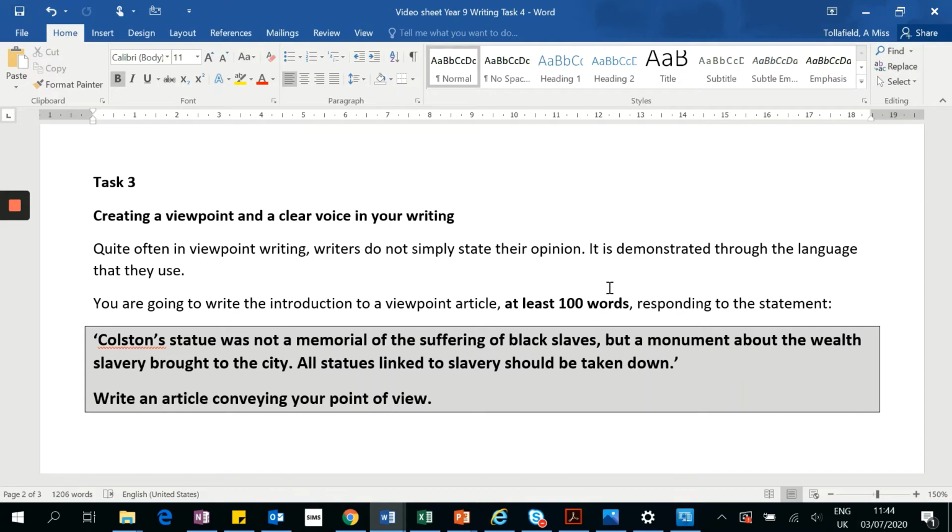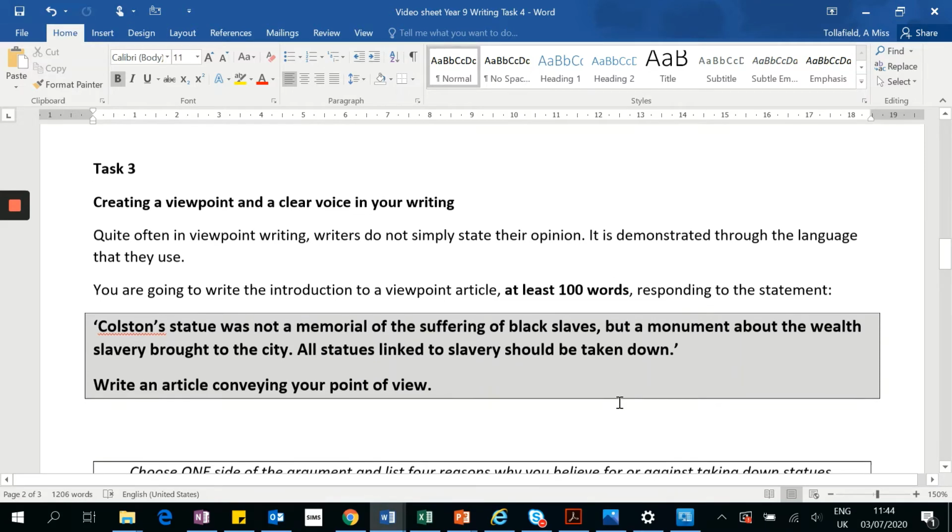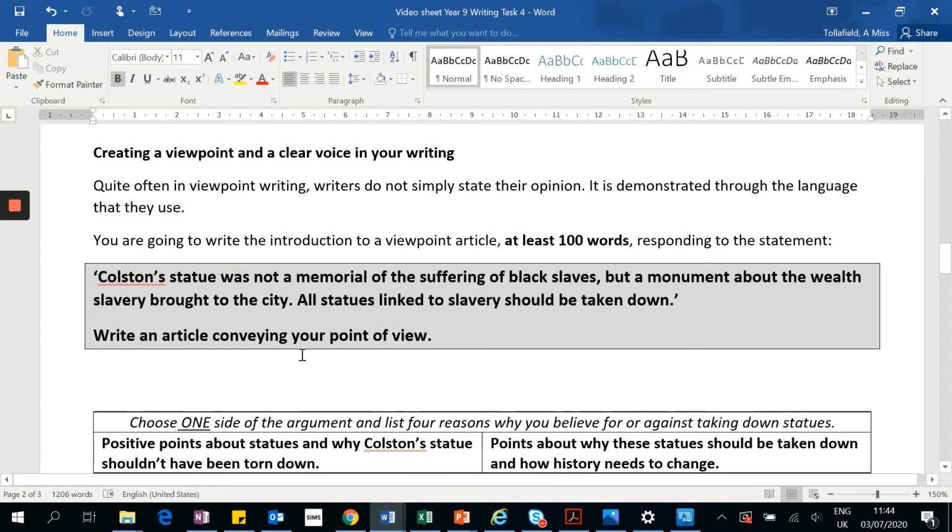So we've got a sense of the style of writing that we need to match this point of view perspective writing. We're going to look at the ideas that you've planned last week. So again, let's just have a little look at the statement. Colston's statue was not a memorial of the suffering of black slaves, but a monument about the wealth slavery brought to the city. All statues linked to slavery should be taken down. And you are going to write an article conveying your point of view.